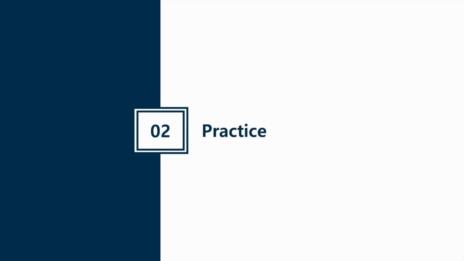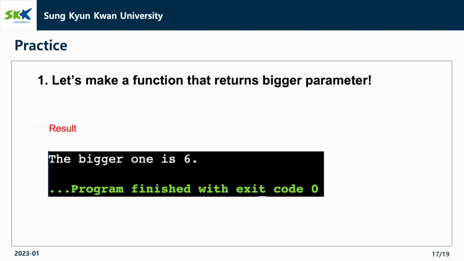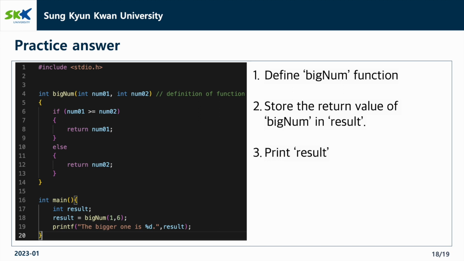Lastly, let's practice with what we learned today. The goal is to make a function that returns the bigger parameter. Since we have to make a function, first we will define the function named bignum with a return type integer. This function will get two integer parameters which we have to compare. We will declare these two integer parameters as num01 and num02. Then compare those variables using an if statement. And finally, we can return the bigger variable.